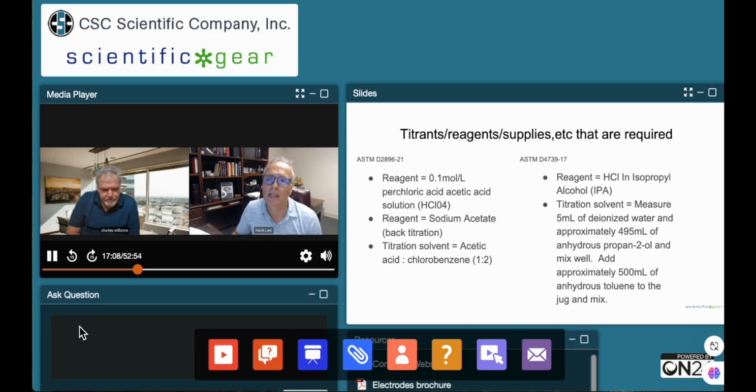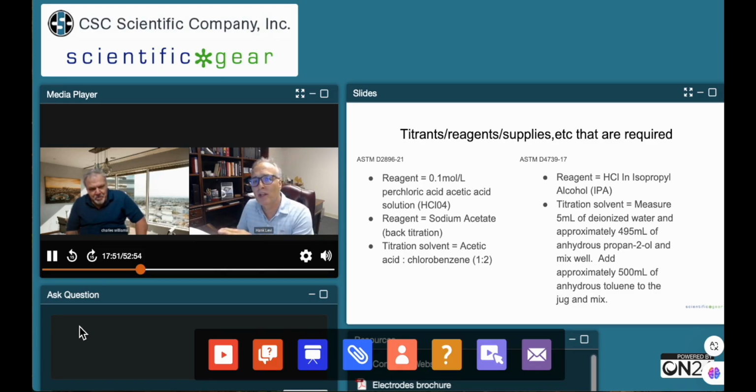For D2896-21, we have 2 reagents that we're going to be working with. Perchloric acid, acetic acid solution. Careful. And sodium acetate, since this is a back titration. Yes, that's what's going on. We've got two reagents, so we're going to need 2 burettes when we're running D2896-21. And then we have a titration solvent of acetic acid and chlorobenzene in a 1-to-2 ratio when you mix it up.